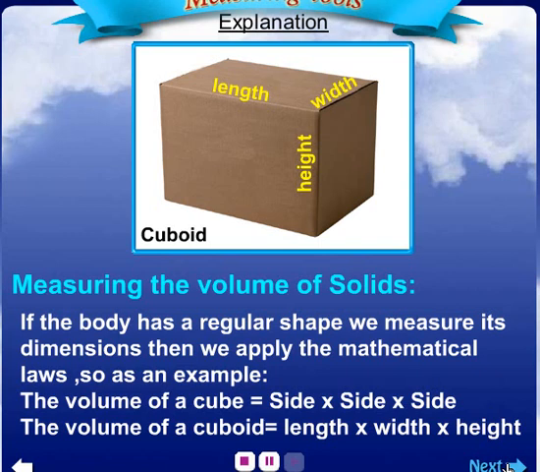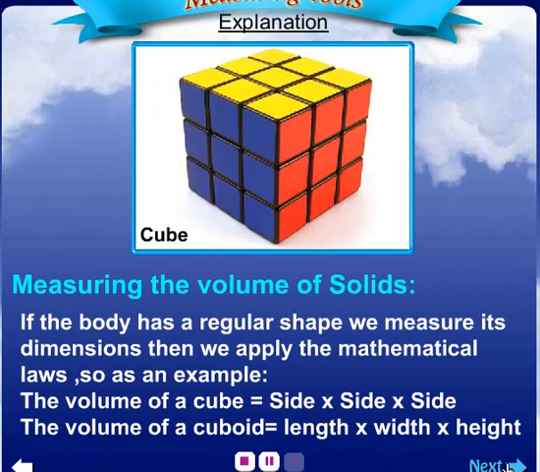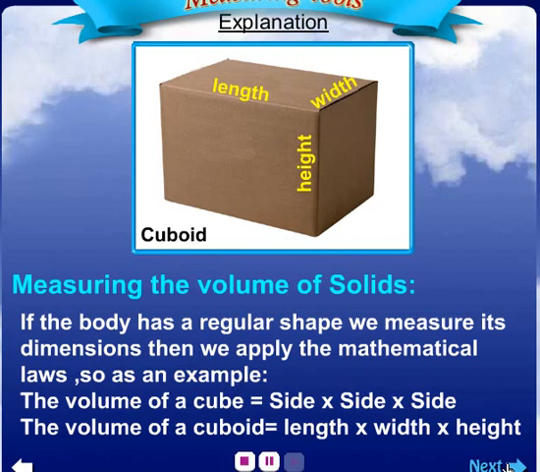Measuring the volume of solids. If the body has a regular shape, we measure its dimensions. Then we apply the mathematical laws. So as an example, the volume of a cube equals side times side times side. The volume of a cuboid equals length times width times height.